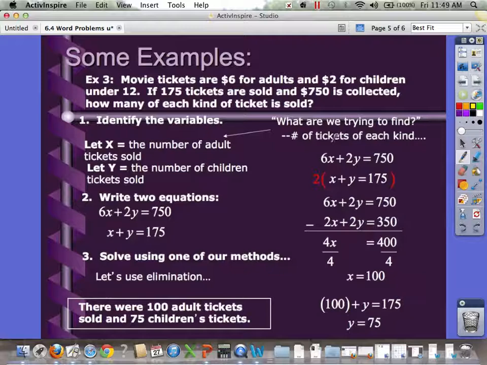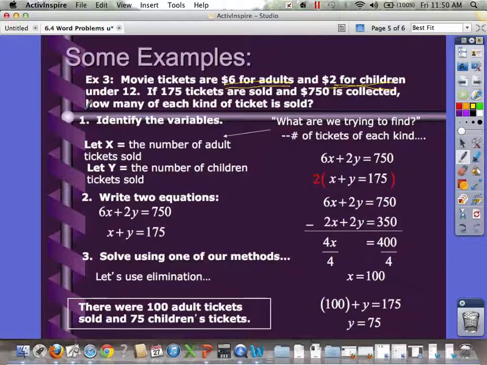All right, the next one. You have a lot of these things. They like to use word problems with prices of tickets and prices of different things for adults and children. You'll see these kinds of problems a lot. So movie tickets, $6 for adults, and I suggest underlining important information. $6 for adults, $2 for children under 12. If there were a total of 175 tickets sold and $750 was collected.